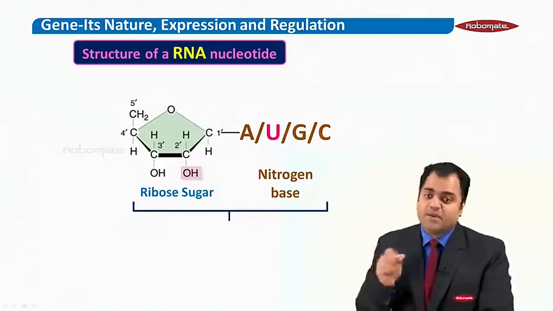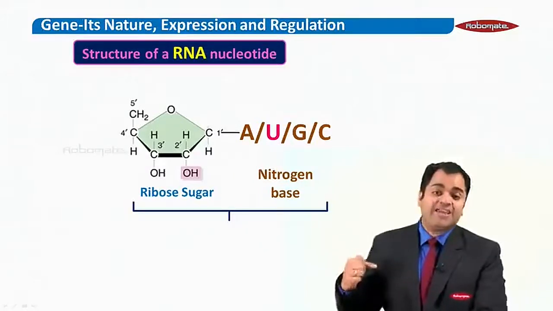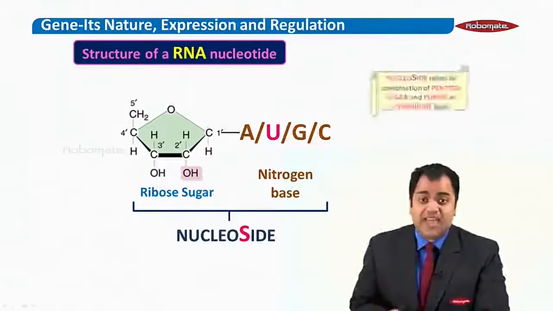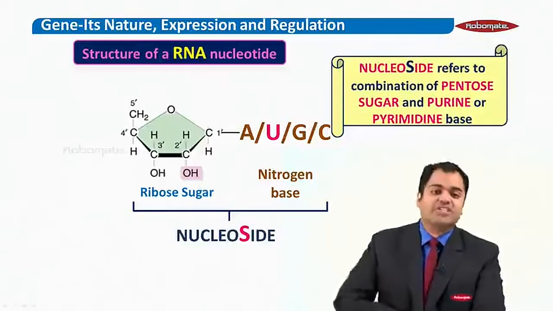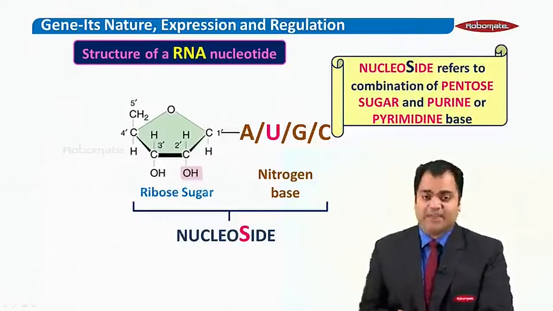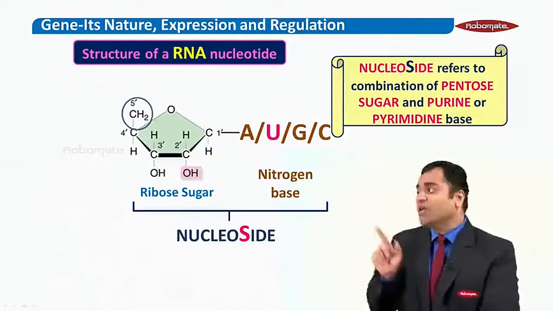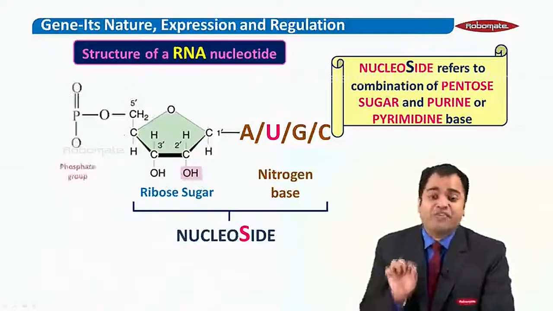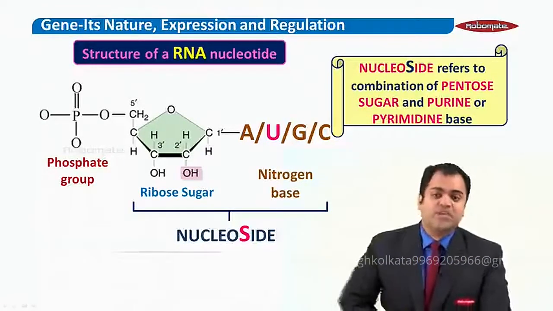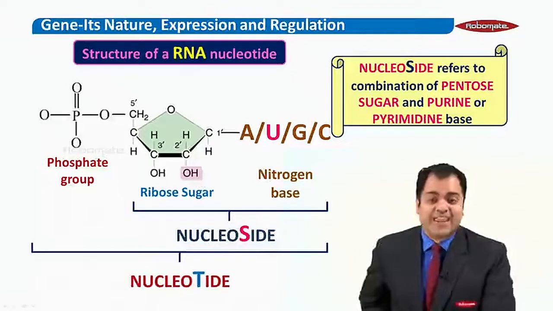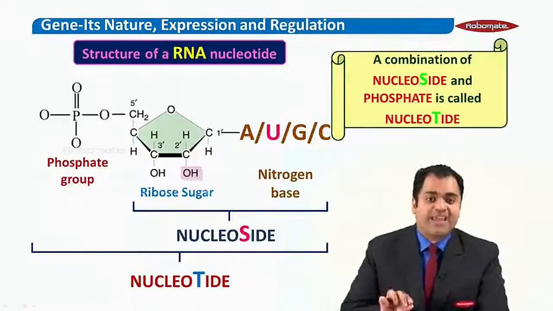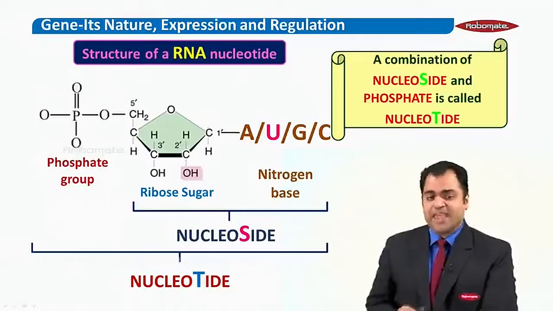Now look at that fifth carbon right there. Okay, before we go there, remember, the combination of ribose sugar and nitrogen base is called the nucleoside. Is that okay? So what is a nucleoside? A nucleoside refers to the combination of pentose sugar and a purine or a pyrimidine base. Yes, you got it right. Now let's look at that fifth carbon right there. What do you think will be there? You guessed it right. At the fifth carbon, there will be a phosphate group. Is that okay? And when the phosphate group joins the nucleoside, you get a nucleotide. So what is a nucleotide? A nucleotide is a combination of nucleoside and a phosphate group. Is that okay? You got that correct.